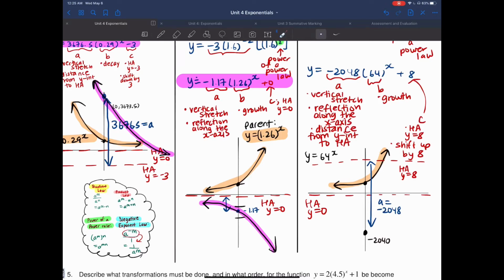And again, remember that you have your original parent function, but you have a reflection along the x-axis, and so see how it's going to look like this. And so I have to make my graph so that it goes through this y-intercept. It has a horizontal asymptote at y equals 8, and so this is going to be my transformed graph.